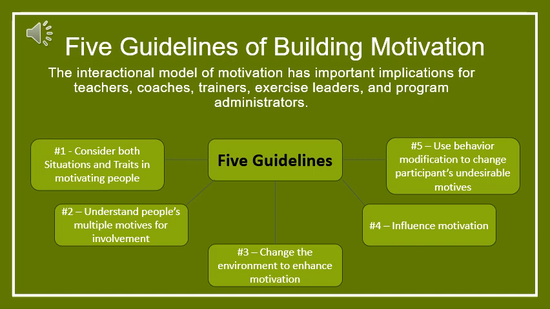The first is we should consider both situations and traits in motivating people. The second is understanding people's multiple motives for involvement. Sometimes people get involved for multiple reasons. The third is to change the environment to enhance motivation. And the fourth is to influence motivation. The fifth and final guideline is to use behavior modification to change a participant's undesirable motives, i.e., to change the situations around the negative behavior of an athlete or an exerciser.